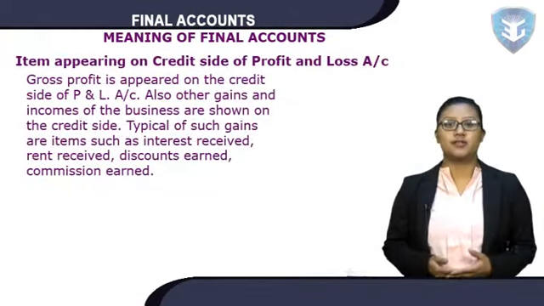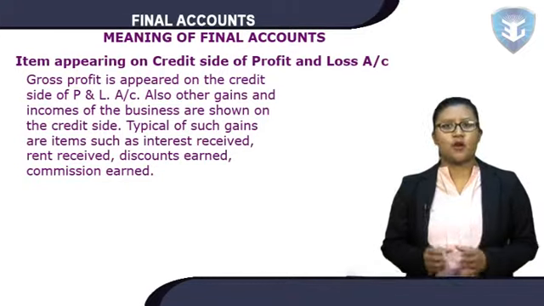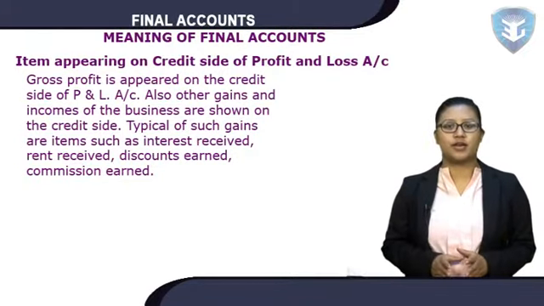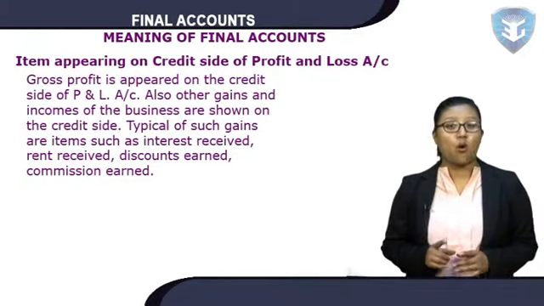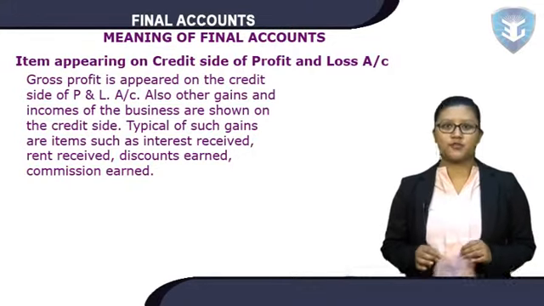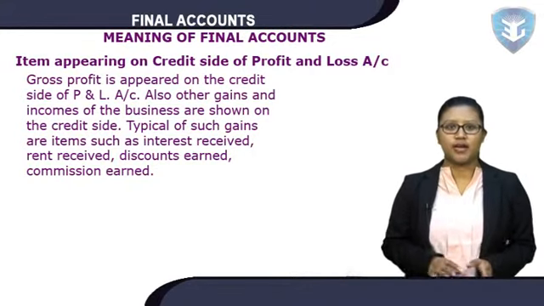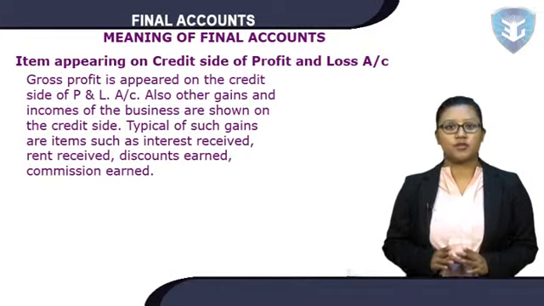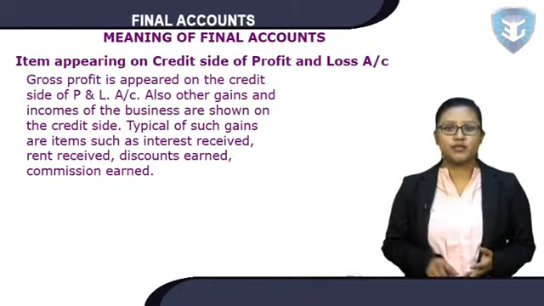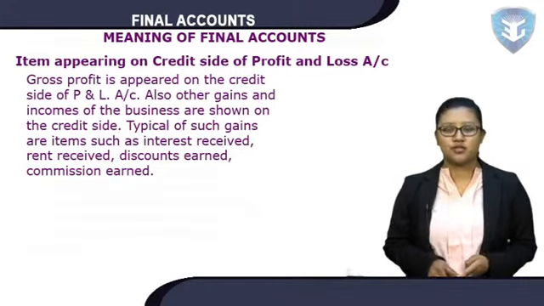Items appearing on the credit side of the profit and loss account. Gross profit appears on the credit side of the profit and loss account. Also, other gains and incomes of the business are shown on the credit side. Typical of such gains are items such as interest received, rent received, discounts earned, commissions earned.